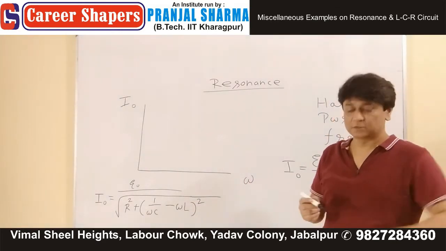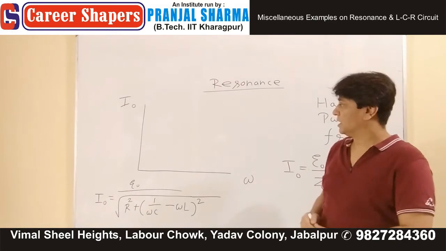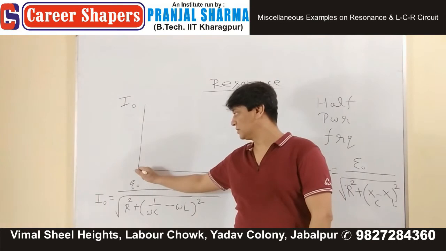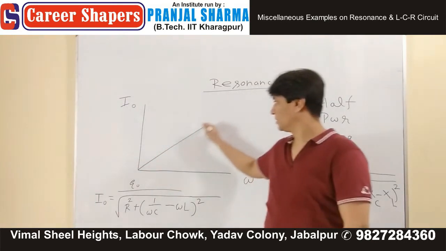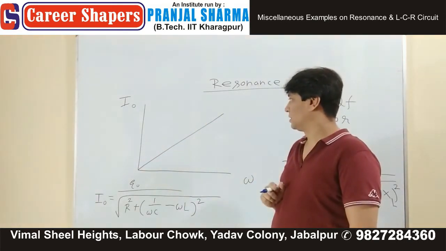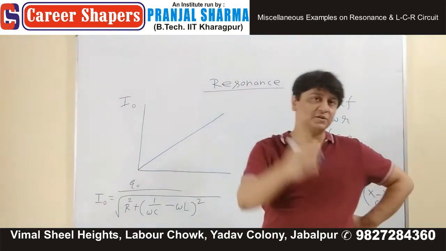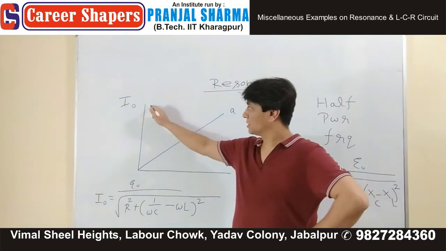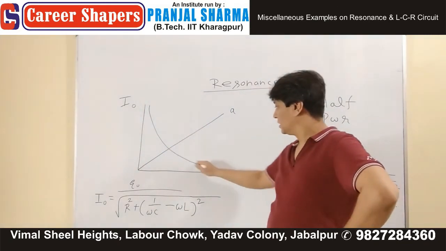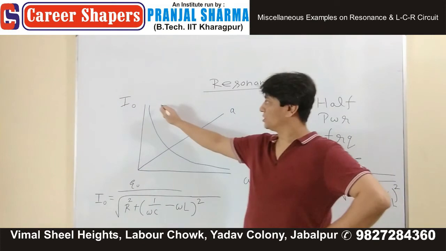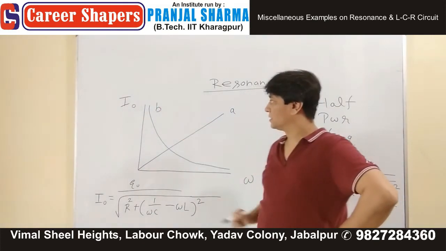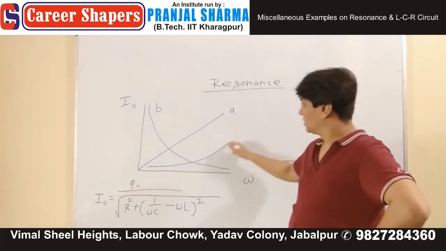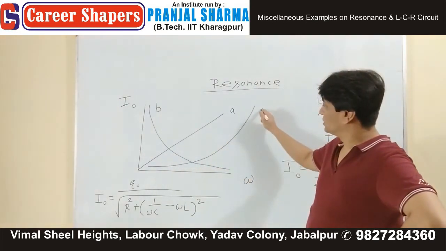So tell me this, can this graph be of this shape? Or let's answer this way. This is option A. This is option B. This is option C.